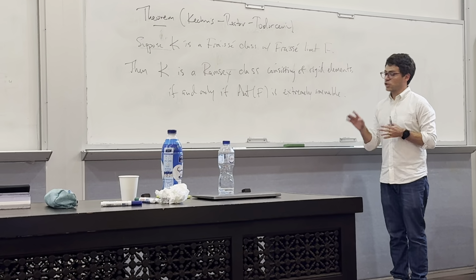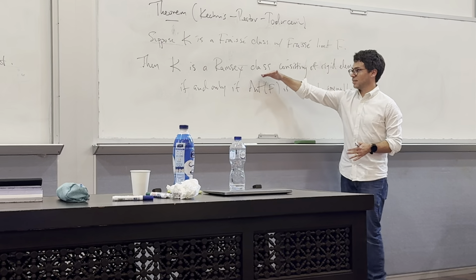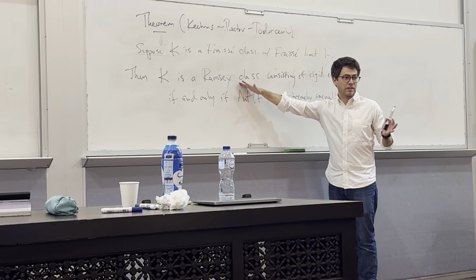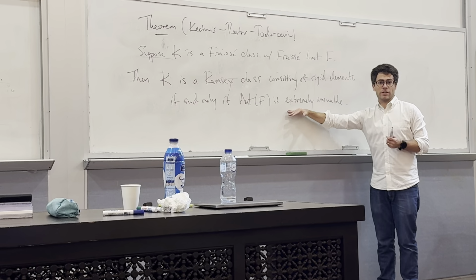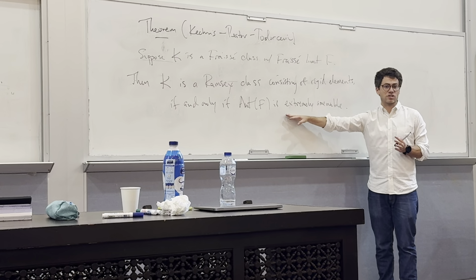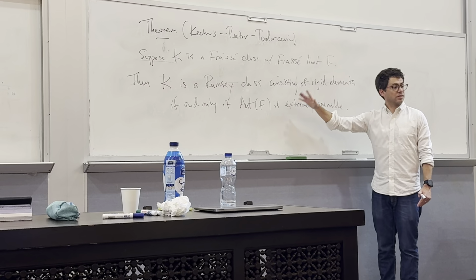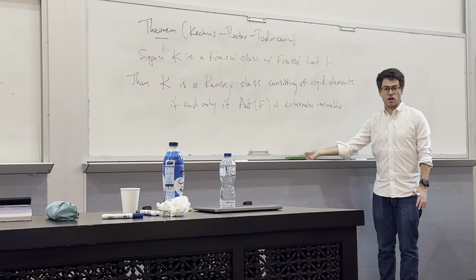So this should be really surprising. This statement is about combinatorics. It's about colorings of finite substructures. This is about dynamics. It's about the topological group actions of some infinitary linear group. And the theorem tells you that these two things are the same, which is shocking.